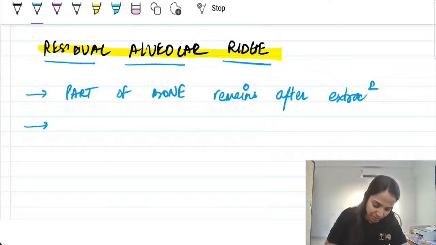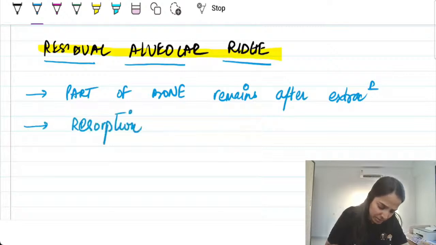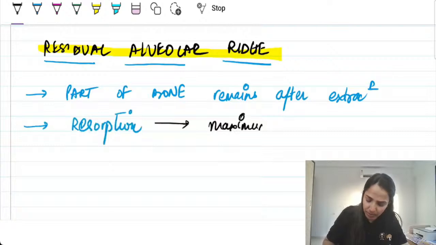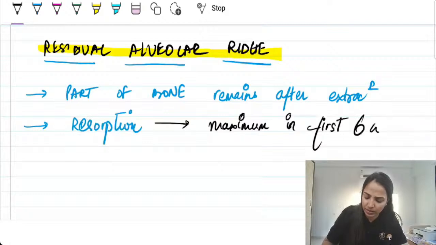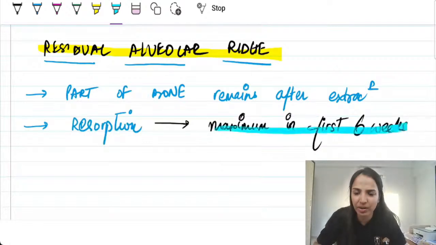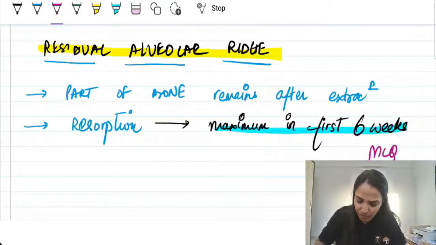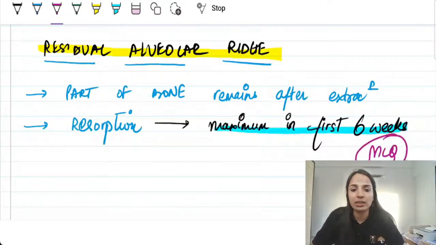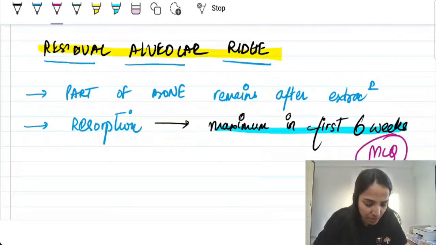The shrinkage or resorption that occurs, this is another thing that you can remember, is maximum in the first 6 weeks. So this is a numerical that you, if you wish, you could remember. However, I have not seen it very frequently in exam. But still, again, another MCQ question which you could remember is that when is the resorption after tooth removal very fast? It is definitely fast in the first 6 weeks.